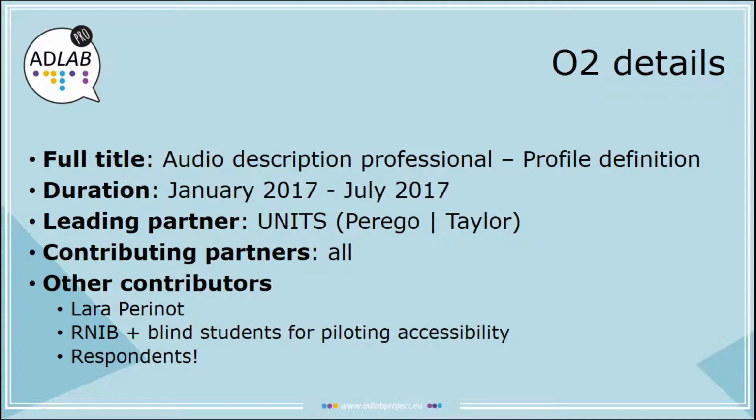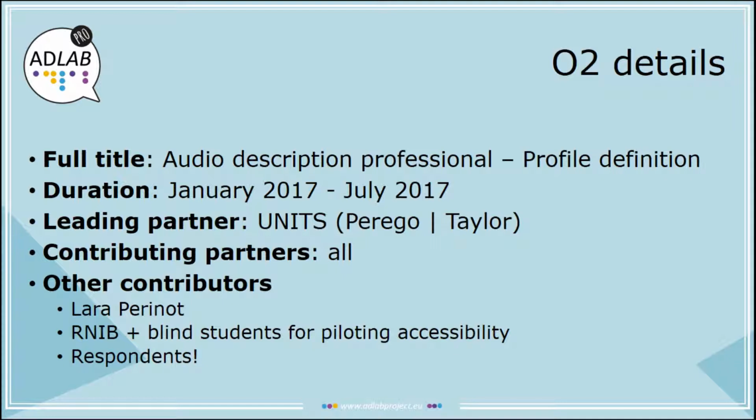Actually, the IO lasted 7 months. It was led by the University of Trieste, and again, all partners contributed to the output. We had to work a lot on constructing a questionnaire, distributing the questionnaire, and then analyzing data, and so the contribution of all partners was crucial.